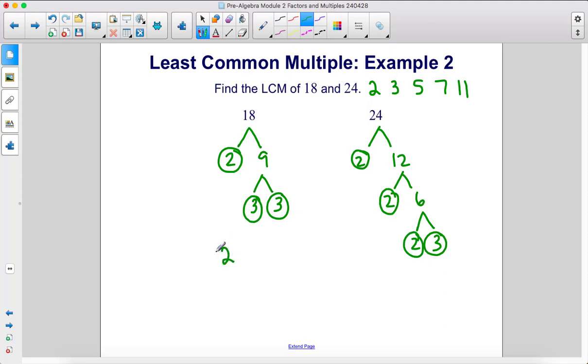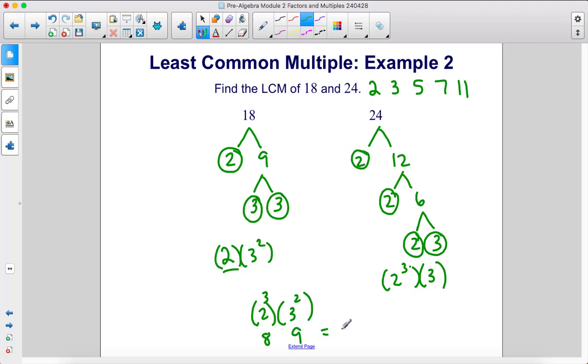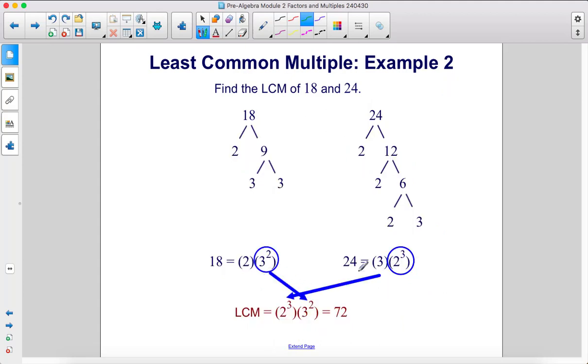So here we have 2 times 3 squared. Here we have 2 to the third times 3. So our least common multiple is going to have a 2 in it, but to the highest power, to the third. And it's going to have 3 in it, and the highest power is squared. So 2 to the third is 8. 3 squared is 9. The answer is 72. All right, and here is the answer, 72.